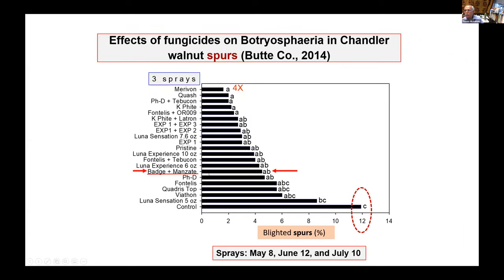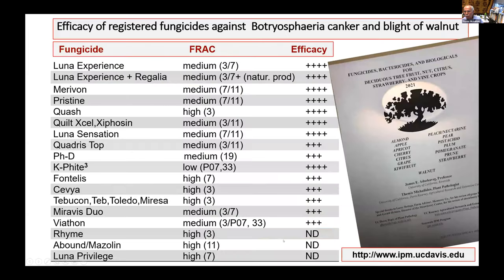And also this type of reduction of blighted fruit leads to reduction of blighted spurs. And here is an older trial where we had about 10% blighted spurs. So you can see the fungicides are really effective in reducing the incidence of blighted spurs as well. And these represent sprays that are done, three sprays in mid-May, mid-June, and mid-July.